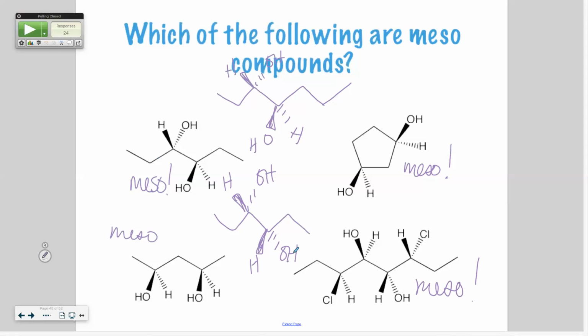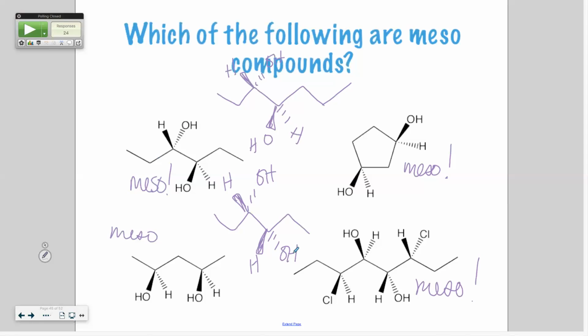So what do I got to do to decide if it has a plane of symmetry? I'm going to rotate through this bond. So when I pull that hydrogen back, look what happened. Is there a plane of symmetry? No, so it's not meso. You see, there's no plane of symmetry. This is an H and this is an OH. This is an OH and this is an H. It's like taking a mirror through the center of the molecule.